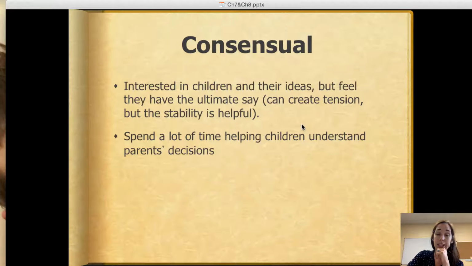Consensual, I talked about this. They're interested in the children's ideas, but they feel they have the ultimate say. This can create tension, but the stability is helpful. So I just talked about that. It gives you a little bit more. They spend a lot of time helping children understand their decision making, which is great.